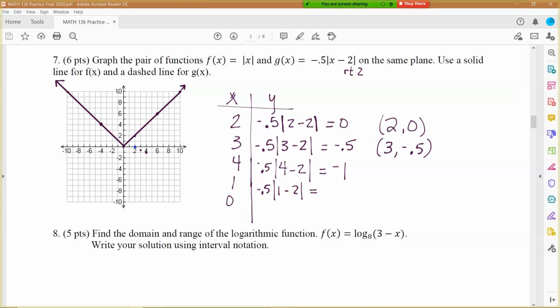Here I'm going to take 1 minus 2, which is -1. Absolute value of -1 is 1. 1 times -0.5 is -0.5. So that gives us the ordered pair 1, -0.5. Remember, these should be exactly the same on both sides. It is symmetrical. So then if I plug in 0, 0 minus 2 is -2. Absolute value of -2 is 2, times -0.5 is -1.